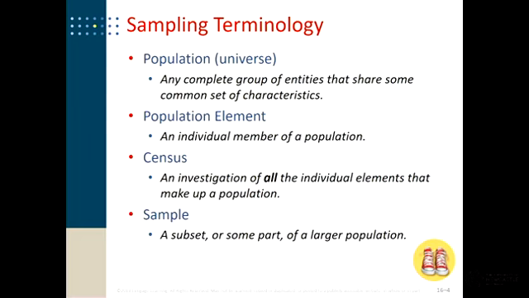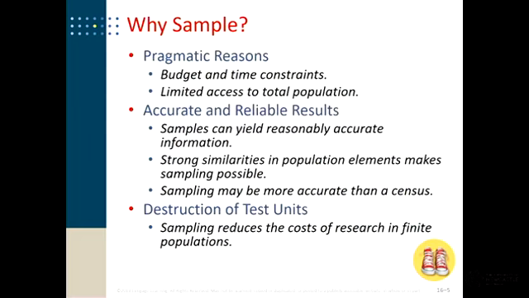Okay. These are more formal points that we have already tried to discuss. First of all is budget and time constraint, that we already discussed. That we go for a sample because we have limited resources and limited time. Limited access to the total population. Look, sometimes it's possible that you are not constrained by time and resources, but still you go for sampling because you don't have access to the entire population.